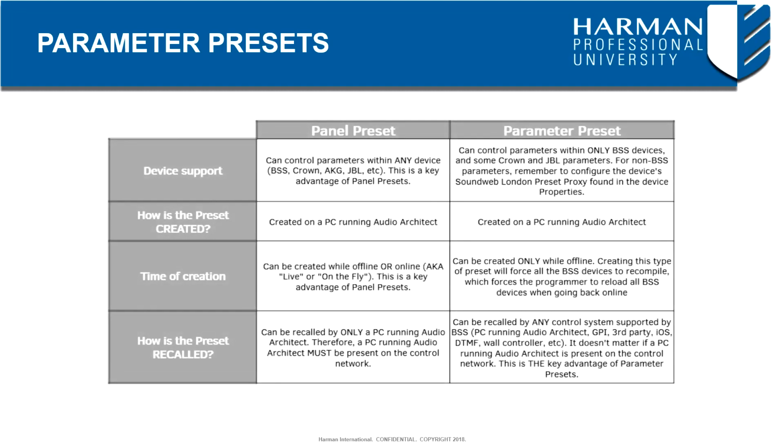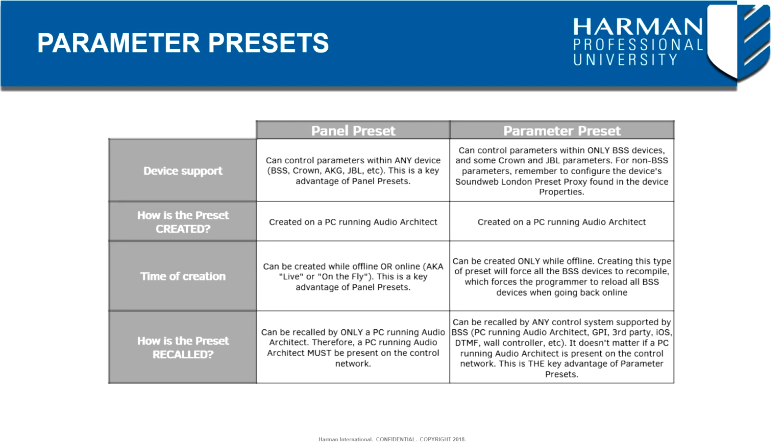Let's take a look at the following chart for a comparison breakdown between the two preset types. As we can see, there are clearly pros and cons to both. While parameter presets can support nearly all BSS SoundWeb London devices, they can only support a small fraction of other network devices found in Audio Architect. Panel presets can be created for any device parameter found within the software. They are both created using Audio Architect, however, parameter presets can only be created while offline. That can make dialing in presets for specific gain levels or EQs a little tricky, but not impossible.